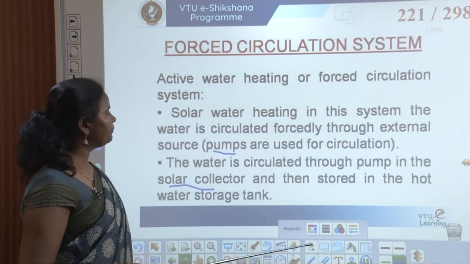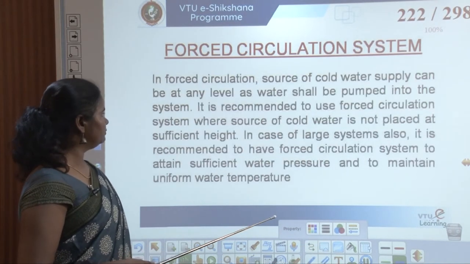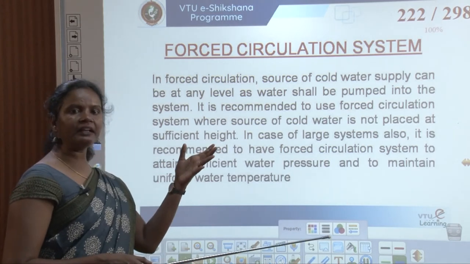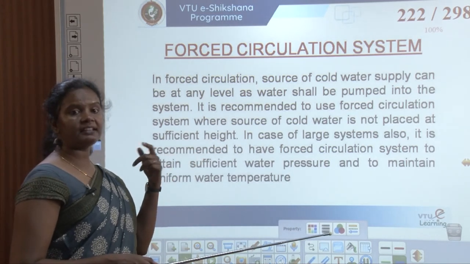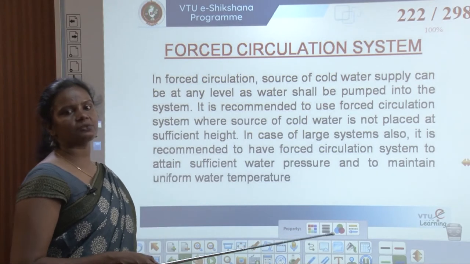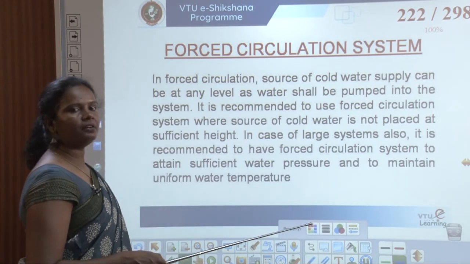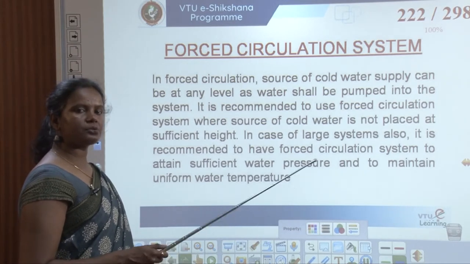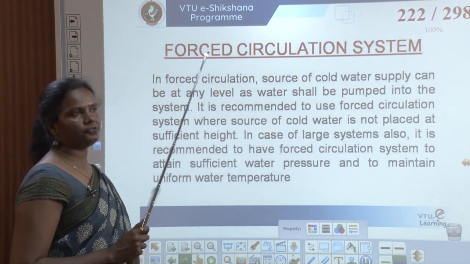Similarly in this also, where you don't have a provision of providing cold water supply at different levels, water shall be pumped into the system. It is recommended to use a forced circulation system where the source of cold water is not placed at sufficient height.